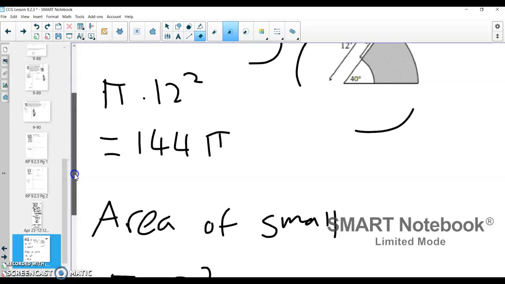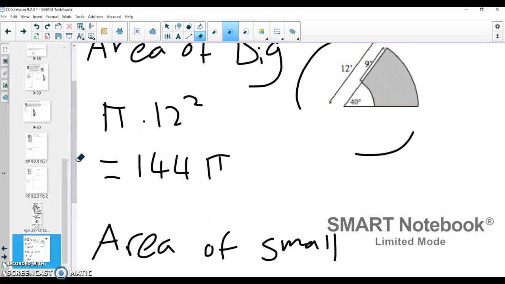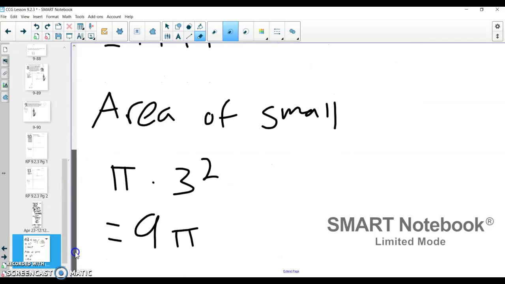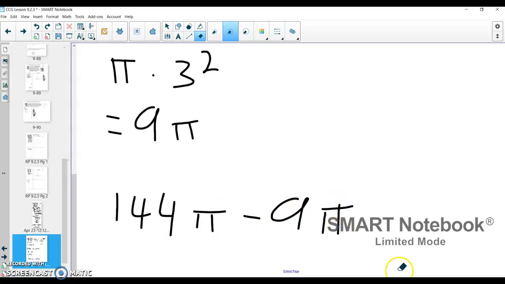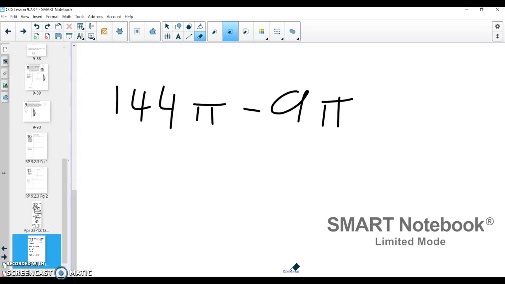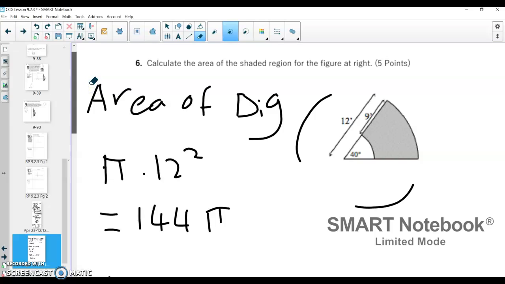All right. And then to find the area of the shaded, I'm going to take my big area, subtract out my little area. So I'm going to take 144 pi minus 9 pi. That's going to give me, and I'm using my calculator and I shouldn't, 144 minus 9 is going to be 135 pi.